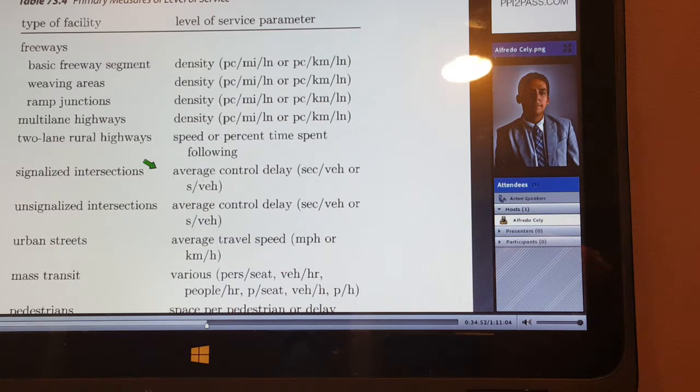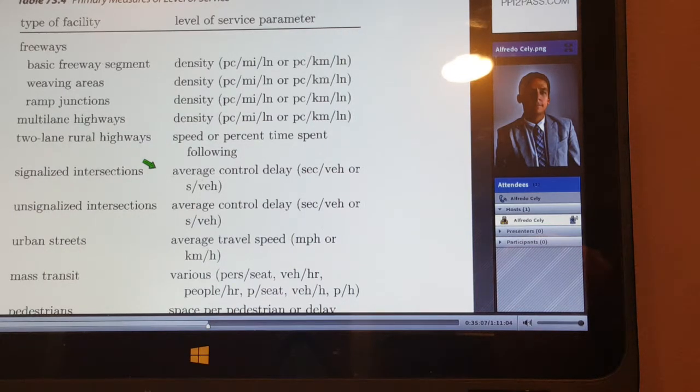Now, for signalized intersections, it will be based on the average control delay, how much time you are stopped at that intersection on average. And that's typically measured as seconds per vehicle. So of all the cars that get stopped at this red light throughout the day, what is the average control delay? How much time is the average time a car has spent on that red light? And that is measured in seconds per vehicle.